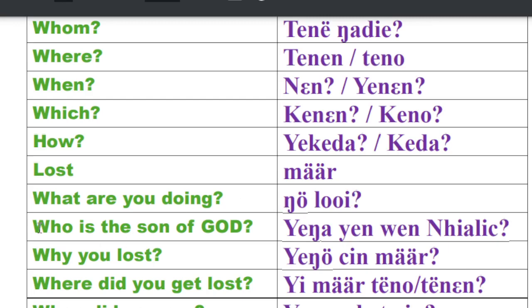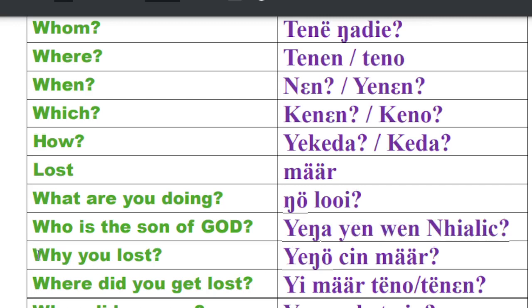Another question is, who is the son of God? In Dinka language you say yenga yen won nialich. Nialich means God. Yenga yen won nialich, who is the son of God?